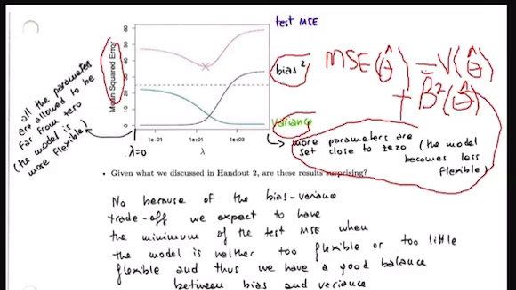Now, let me tell you what we want. We don't want our model to be more flexible. We also don't want it to be less flexible. So that is why we want to strike a balance, and that is why we say we have a good balance between the bias and the variance. It's like somebody trying to stand in the middle. Does that make sense?